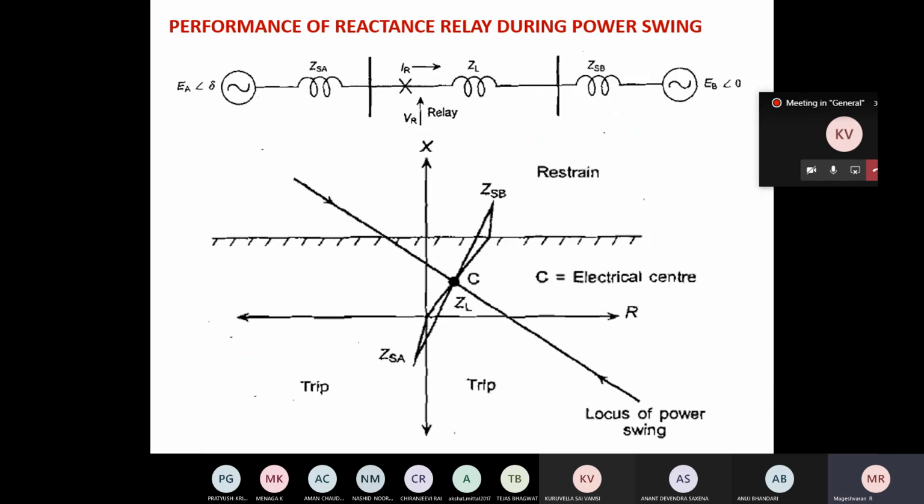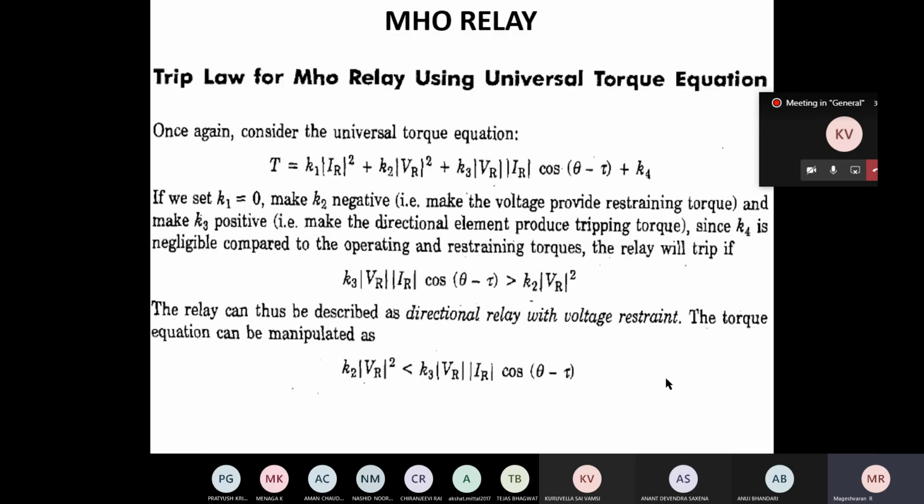So during the power swing, it cannot escape. It is going to operate. For normal load condition, it itself is going to operate. So what about power swing? It is going to operate.